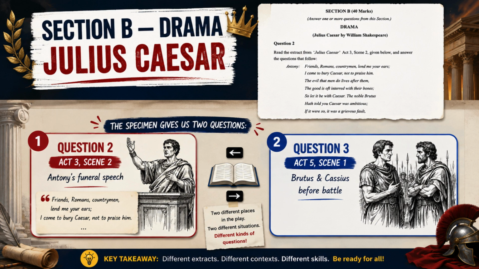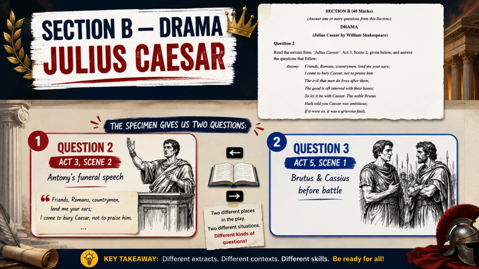And here, the prescribed drama is Julius Caesar by William Shakespeare. The specimen gives us 2 questions. Question 2 uses an extract from Act 3, Scene 2. That's Antony's funeral speech beginning with, "Friends, Romans, countrymen, lend me your ears." Question 3 takes us much later, to Act 5, Scene 1, with Brutus and Cassius before the battle. And this immediately gives us something useful about the way we are expected to approach the text. The questions are not all asking for the same kind of answer.